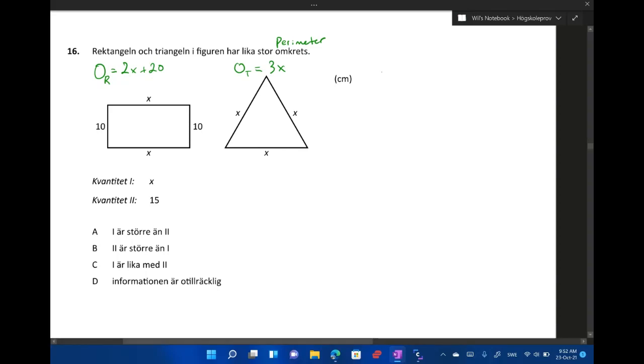So, like we did in an earlier question, we can let the omkrets of the rectangle equal the omkrets of the triangle. So we're going to let 2x plus 20 equal 3x. Now our job is to get x alone on one side.